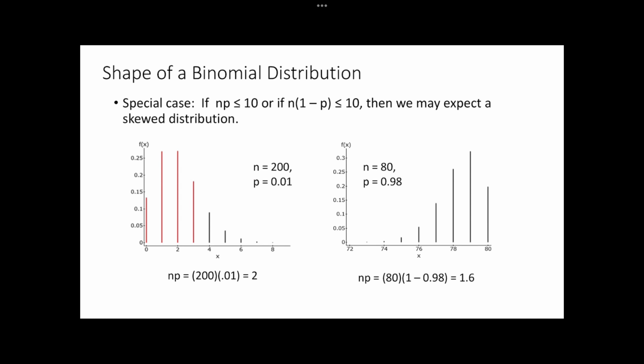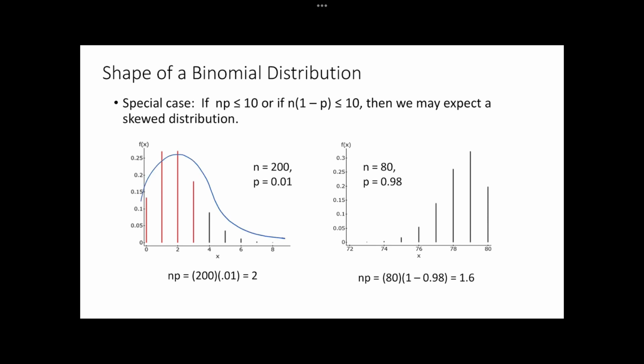However, if n times p is less than or equal to 10, or if n times 1 minus p is less than or equal to 10, then we may expect to see a skewed distribution. So here you have 2 examples. On the left, if we multiply p equals 0.01 times an n of 200, we're going to get 2, which is smaller than 10. And you can see that this distribution is skewed to the right. So here's our skewed right.